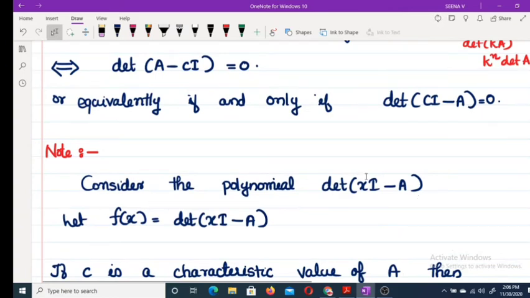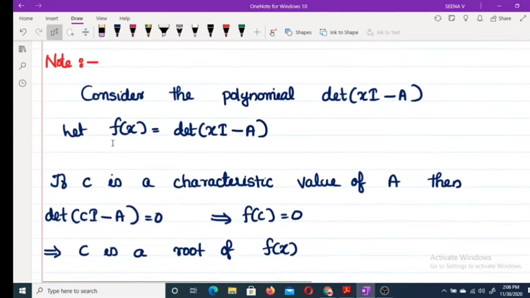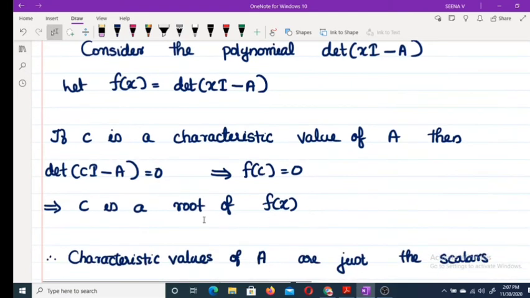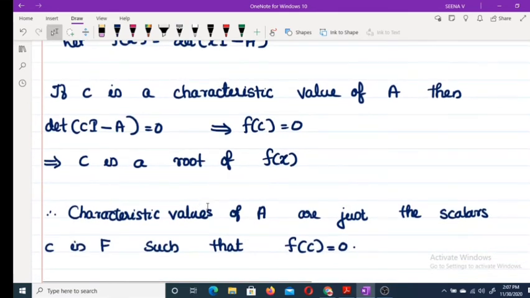Now consider the polynomial determinant xI minus A. Let f of x equal determinant xI minus A. If C is a characteristic value of A, then determinant of CI minus A equals 0. That means f of C equals 0. Therefore, if C is a characteristic value of A, then C is a root of f of x.